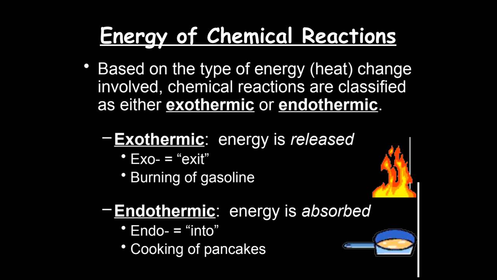In exothermic, energy is released. Exo means exit, out. Energy is released, for example, in the burning of fossil fuel. So when we burn fossil fuel, it's exothermic. While endothermic is when energy is absorbed. For example, when you cook pancakes, energy is required for this reaction to happen. Cooking is endothermic because it absorbs heat. We need to give energy from outside in order to do the reaction.